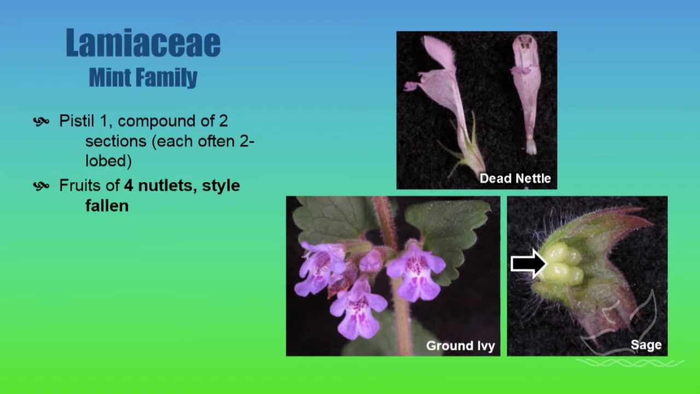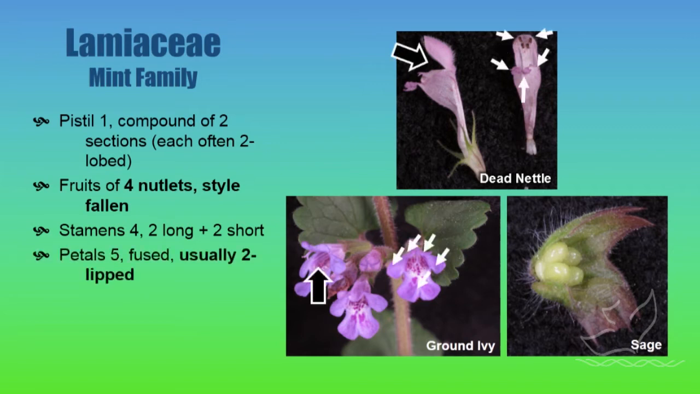You'll also notice that no style is attached to this developing fruit. The style falls off very quickly. Now that's going to be important in comparing this family to the next family. There are 4 stamens, 2 long ones and 2 short ones. Now you can see in this illustration that the short ones are not much shorter than the long ones, but they are enough shorter to say that they're 2 long and 2 short. So that combination of 2 plus 2 is highly characteristic of this family.